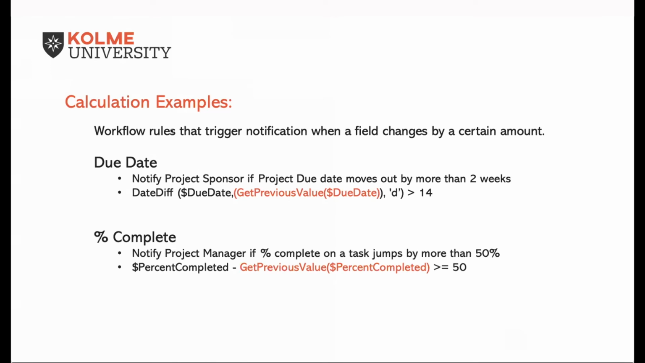You can also do % complete if you want to notify your project manager if the % complete of a task jumps by more than 50%. In this case, the formula is current % complete minus the previous % complete. Awesome. I feel like GetPreviousValue is one of those really great configuration functions that we all use all the time. What else should we know about GetPreviousValue?